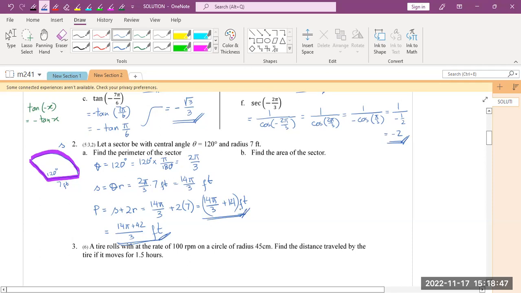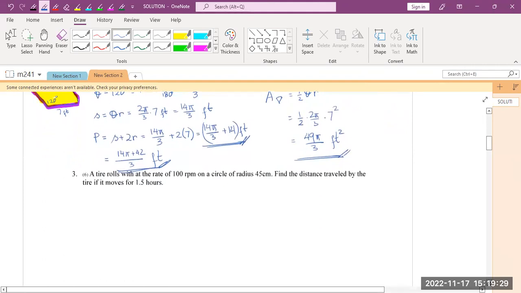Now, how about the area of that sector? What is the area covered by that perimeter? The area of a sector is 1/2 theta r squared. The theta has to be in radian, don't forget that. So 1/2 times 2 pi over 3 times 7 squared. Cancel the 2, and that's 49 pi over 3 square feet. That's the area of the sector.